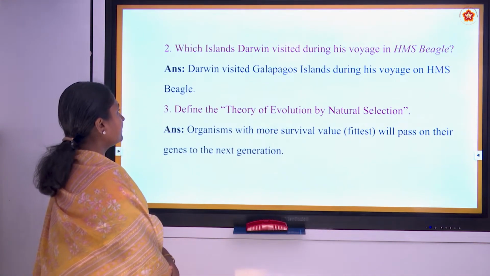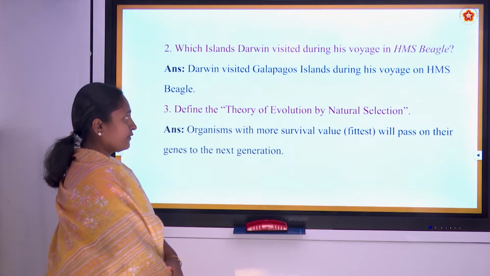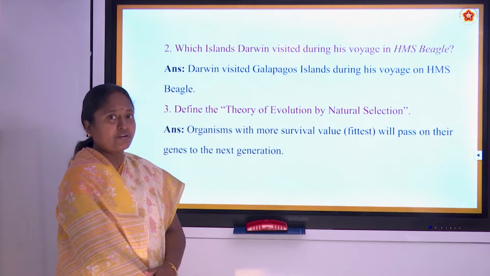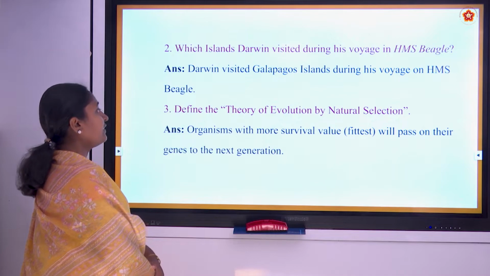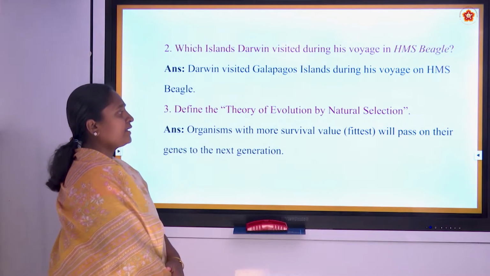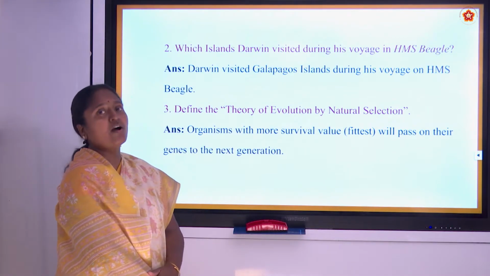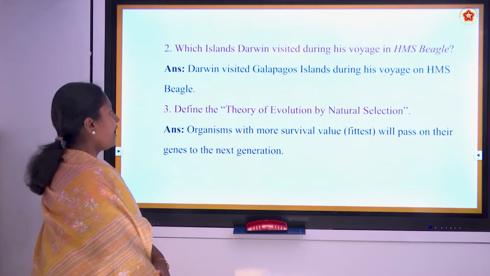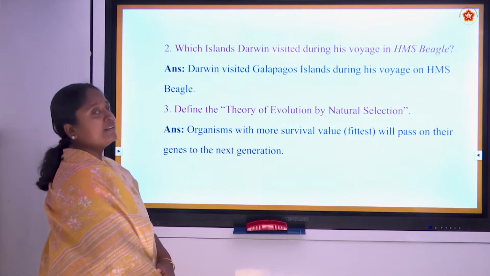Then the third question is, define the theory of evolution by natural selection. The answer for that: the organism with more survival value, that is the fittest organism, will pass on their genes to the next generation.